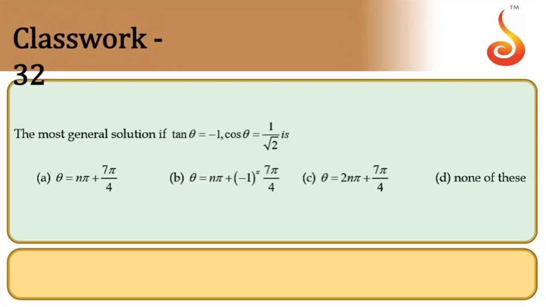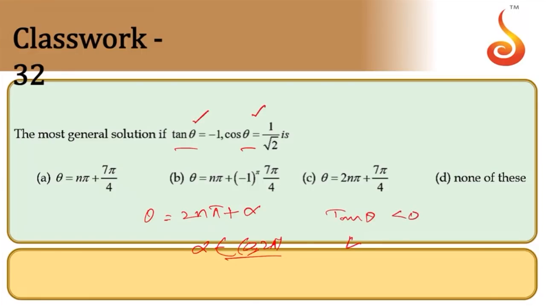Next, 32. So the general solution. Here you are given two trigonometric functions. Whenever you are given two trigonometric functions, the general solution can be written as 2n pi plus alpha, where alpha belongs to the values we take up in 0 to 2 pi.